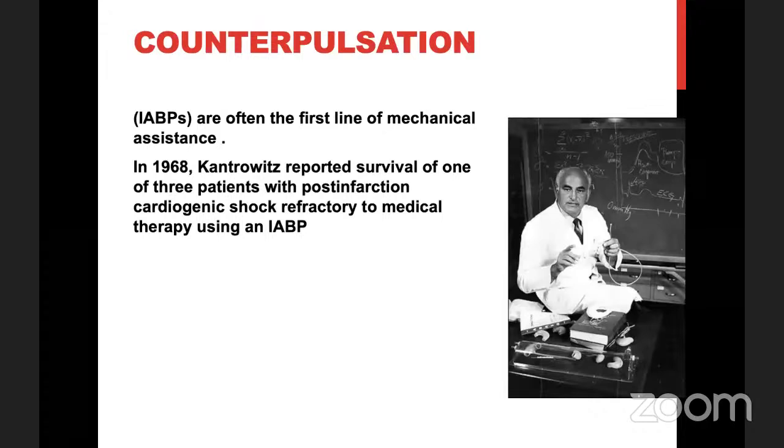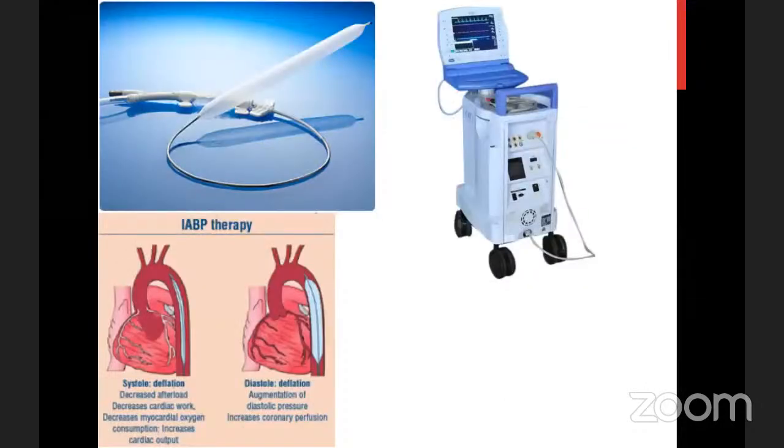History: the balloon is often the first line for mechanical assistance, which was used in 1968 by Kantrowitz, who reported survival of 1 of 3 patients with post-infarction cardiogenic shock refractory to medical therapy using the intra-aortic balloon pump. So this is the machine, as you see here, which works by 2 mechanisms during systole and diastole. During systole, deflation, which decreases the afterload, is the main physiological part of this support, and diastole is inflation during this part. I think there is a mistake here.